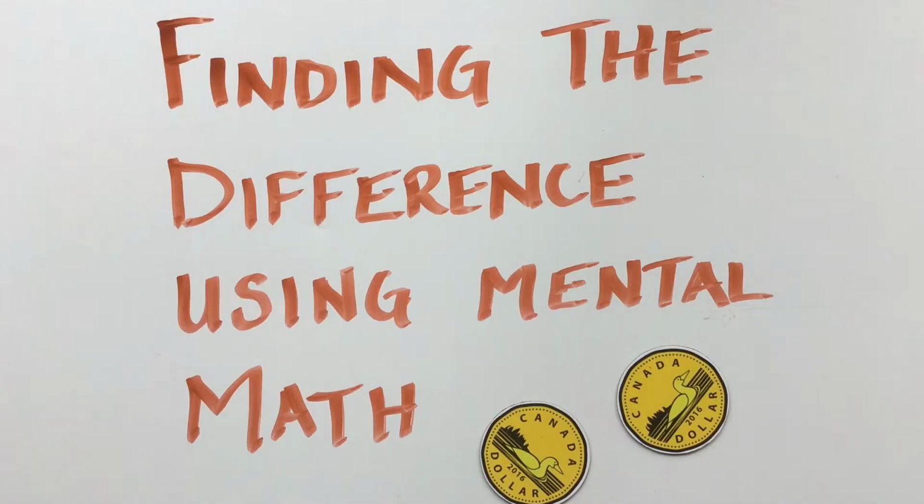Hi everyone. In this video we are going to be looking at how to find the difference using mental math. This is page 133 and 134 in your Jump Math book. We're going to be focusing on questions 1 through 4 only because the next section of that same lesson has a different process that we'll follow. So again, you can get your Jump Math books, turn to page 133 and we'll be looking at questions 1 through 4. Okay, everybody, let's get started.